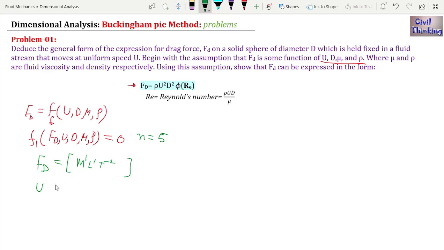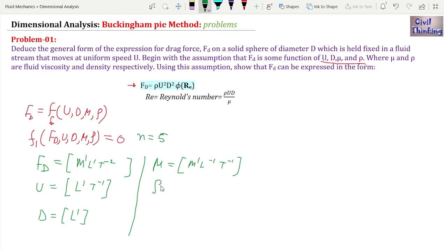Next is u. What is u? u is the velocity of the stream. It is meter per second, meaning L1 T minus 1. Now d, the diameter of the sphere, is L1. Now what's left? We have mu. Mu is viscosity. What are the units of mu? M1 L minus 1 T minus 1. And rho, the density, is mass per unit volume: M1 L minus 3.